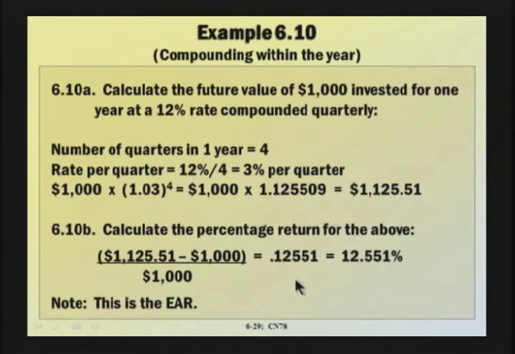That's the effective rate. In other words, you could be paid interest at a 3% rate at the end of each quarter for 4 quarters, or you could be paid 12.551% one time per year at the end of the year, and that would reflect all the quarterly compounding that was going on during the year. And that is our definition of an effective annual rate, the rate that is paid one time per year at the end of the year that reflects the compounding that would take place during the year. So 3% per quarter is a 12% APR compounded quarterly. It is an effective annual rate of 12.551%.